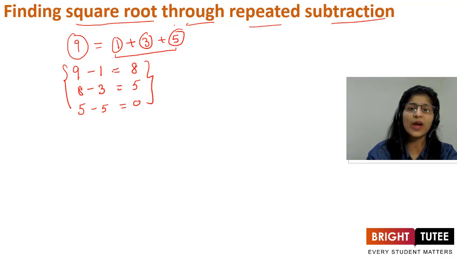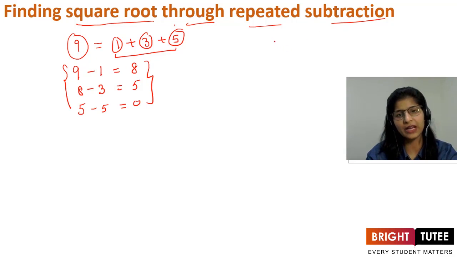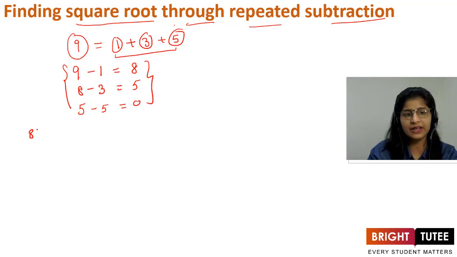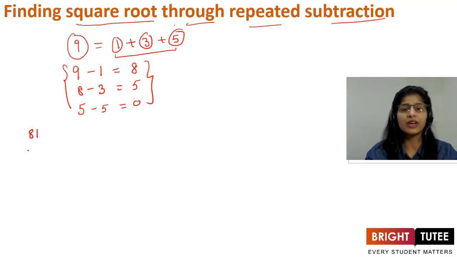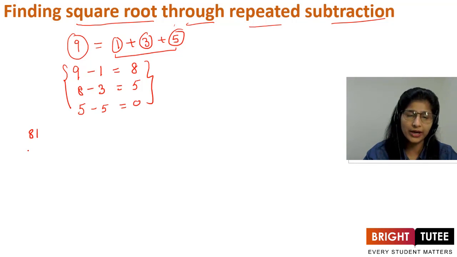Now, we are finding square root using repeated subtraction. Let us take one example of 81. Just see here, 81 is there. So what will we do? We know that 81 definitely can be expressed as a sum of consecutive odd numbers starting from 1. Now we are going to do repeated subtraction.